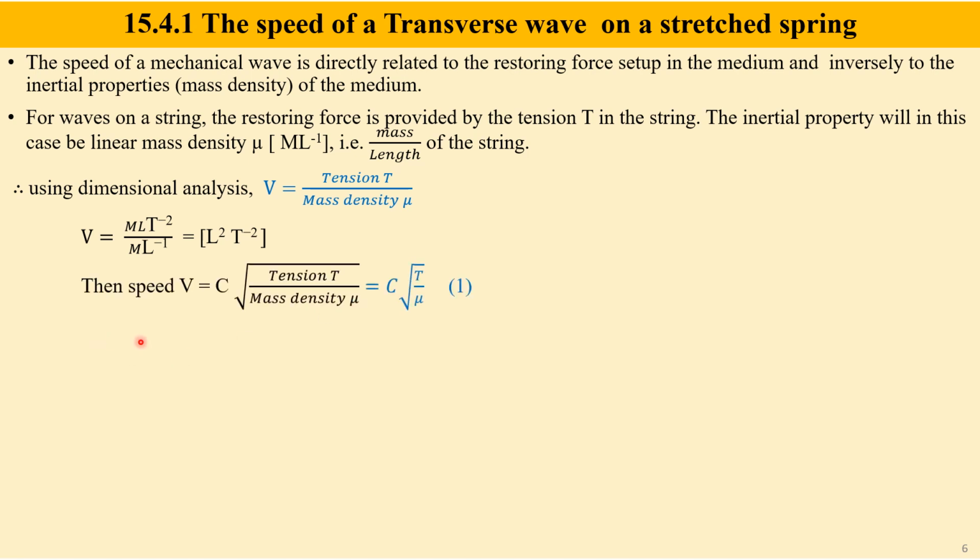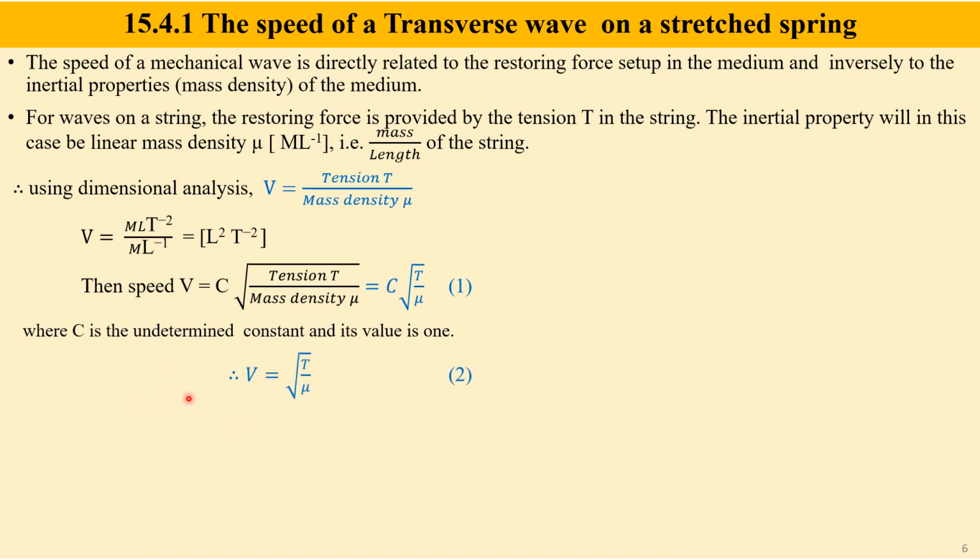where c is an undetermined constant and its value is found to be practically 1, that is, c is equal to 1. Therefore, we can write v, the speed, as equal to the square root of capital T, the tension, divided by the mass density mu.